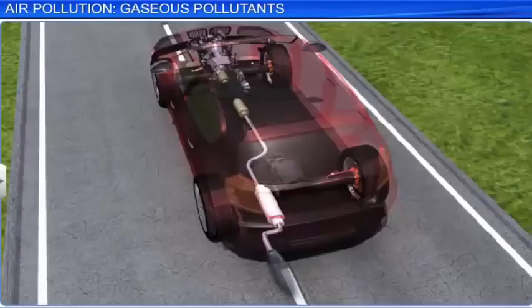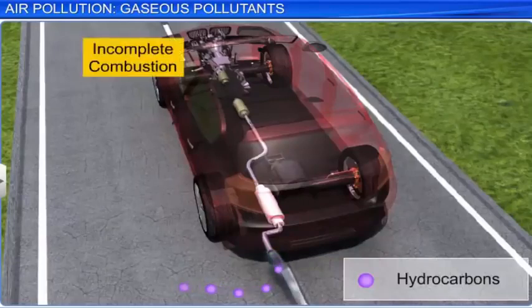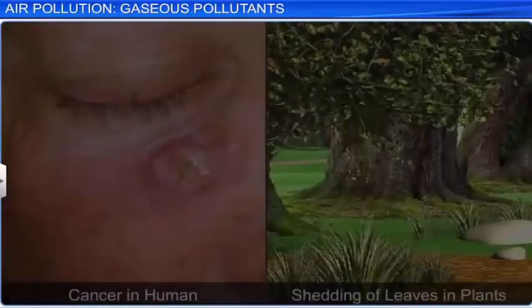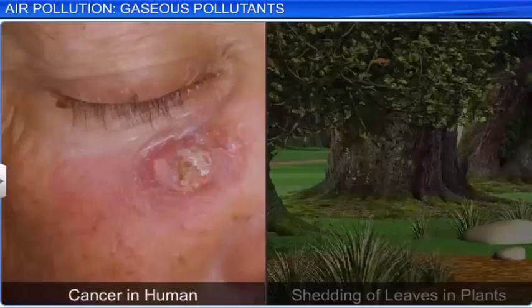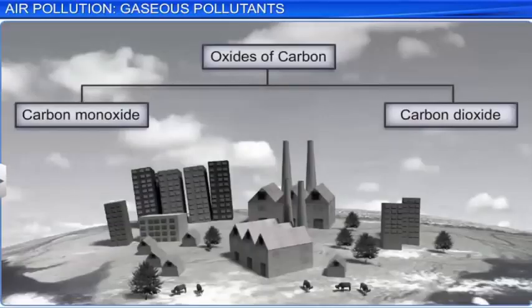Another air pollutant, hydrocarbons, is produced as a result of incomplete combustion of fuels in automobile engines. In animals, hydrocarbons can cause cancer, while in plants, they cause aging by breaking down tissues, which causes shedding of leaves, twigs, and flowers. Other major gas pollutants are the oxides of carbon, namely carbon monoxide and carbon dioxide.